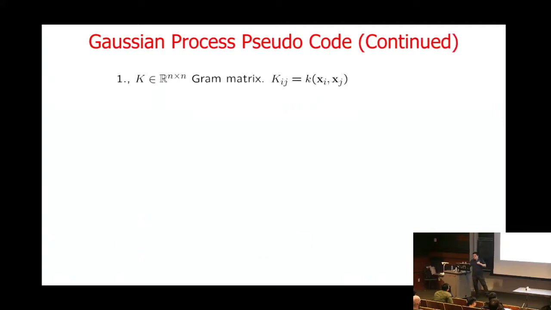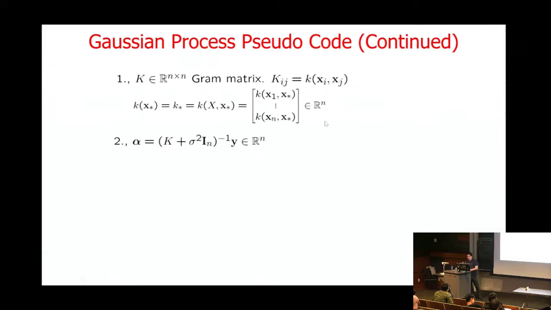OK, so this is the pseudocode. First, from the training data, you create an n by n gram matrix. Remember, we had n input points, each d-dimensional. You can calculate the kernel value between any of these xi, xj pairs, and you can create this n by n gram matrix. Another thing we do is create an n-dimensional vector that contains the kernel value between the n training points x1, x2, xn, and the x star test point. Okay, so we created this n by n matrix and this n-dimensional vector.